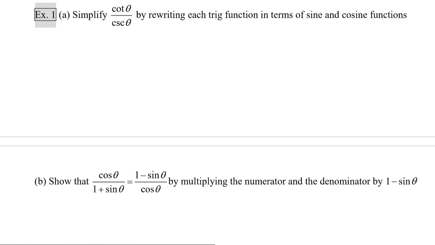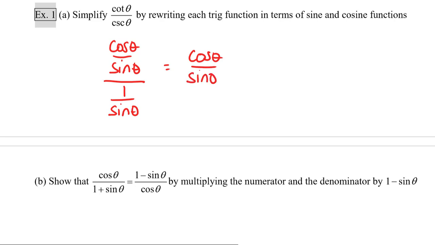Example 1a, simplify cotangent theta over cosecant theta by rewriting each trig function in terms of sine and cosine functions. Well, I know that cotangent is cosine theta over sine of theta, and cosecant is equal to 1 over sine of theta. Dividing fractions is like multiplying by a reciprocal, so this is equivalent to multiplying by the sine of theta over 1. The sines cancel, and this simplifies to just cosine of theta.